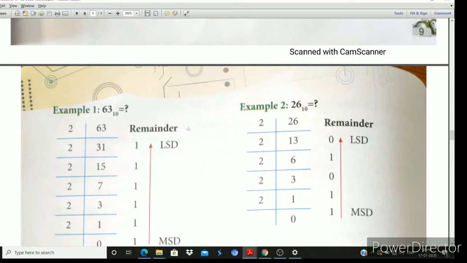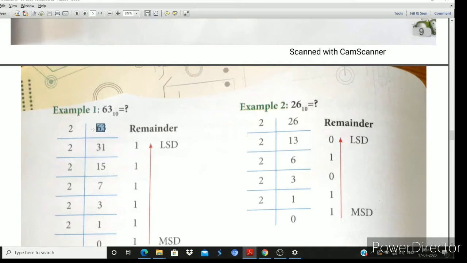Okay, so now let's begin. To convert 63 into a binary number system, we just put 63 here. Okay, so you just need to draw this line, and you just need to put the 63 here. Okay, 63 को आपको यहाँ रखना है, and you just need to divide 63 by 2.